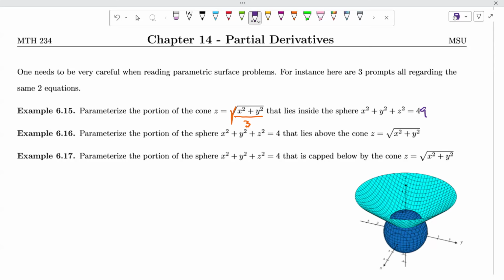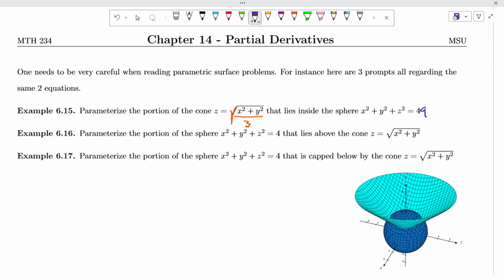The first example is going to see us parameterizing the cone. Notice the first part says parameterize the cone that's going to be inside the sphere. So the cone is the thing that I should be parameterizing. That's the thing that I ultimately want to have the x, y, and z components describe. I'll worry about the sphere when I get to the bounds of this parameterization.